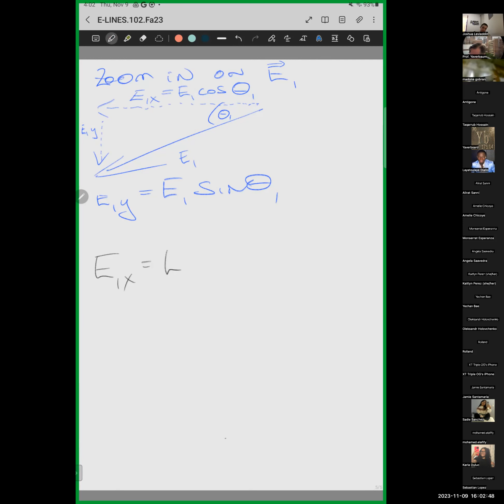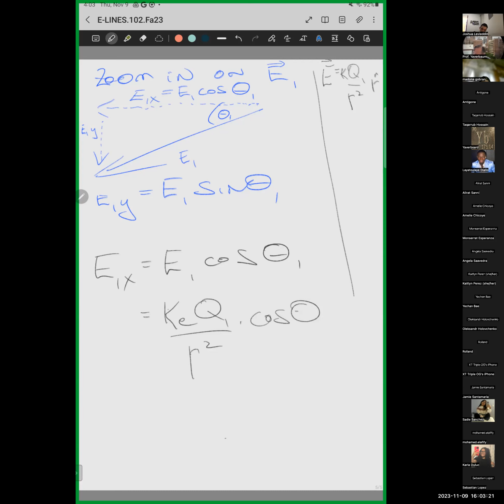E1x equals E1 cos theta 1. Okay, so what do I mean by E1? E1, the field, all comes from Coulomb's law. Again, we'll write it up here. So E1 is that number K times the charge Q1 over R squared times the cosine of theta 1.